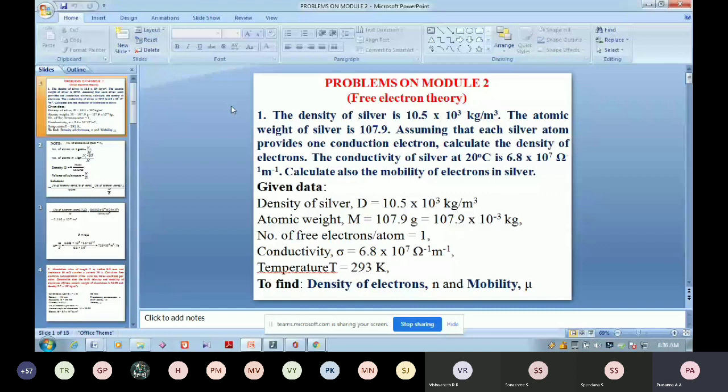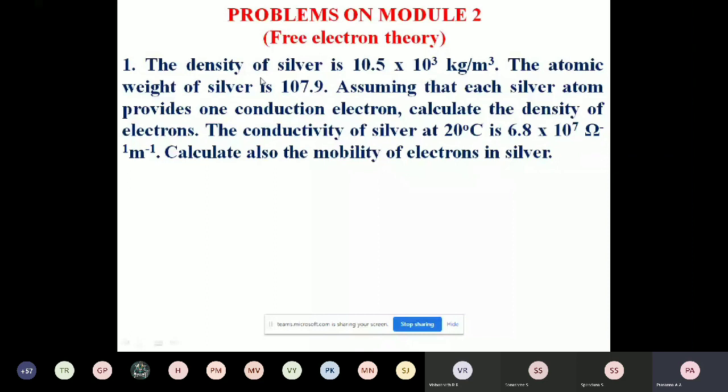Dear students, in this lecture I am providing you the solutions to a few problems that I have selected from the classical free electron theory and superconductivity. Let me start from the first problem. It was to calculate the mobility of electrons in silver and also to calculate the density of electrons.